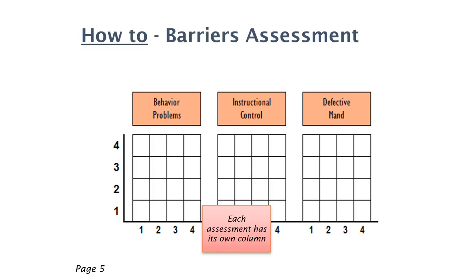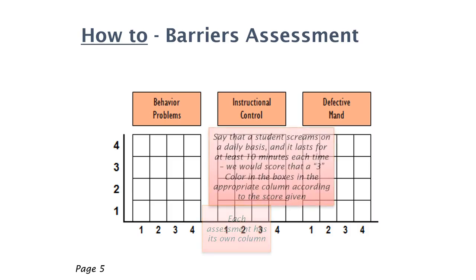Let's look at behavior problems, which correlates to negative behaviors in your protocol book, for our first example. In this example, a student screams daily for a duration of at least 10 minutes. We would score this a 3. While screaming may rank higher for some people, the barrier isn't dangerous, so we would not give it a 4.